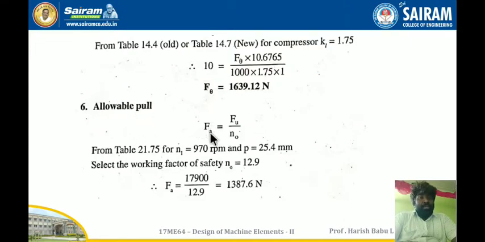So now I have to go for the allowable pull, that is the next step. So allowable pull FA is equal to FU by N0. So N0 is not known, so you have to go for table number 21.75. For N1 970 RPM and P is 25.4, I'm going to select N0 as 12.9. So FA is equal to 17,900 divided by 12.9. I'm going to get allowable pull as 1387.6 Newton.